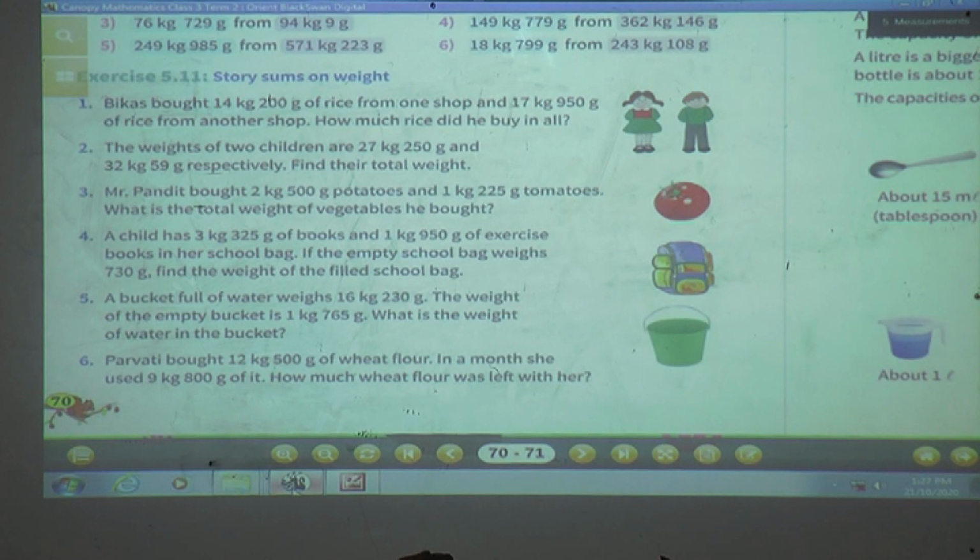Okay, weight of the filled bucket is 16 kg 30 gram, and the weight of the empty bucket is 1 kg 765 gram. Okay, if we will subtract weight of the empty bucket from the weight of the filled bucket, then we will get the weight of the water. Understood? So let us do the subtraction here.